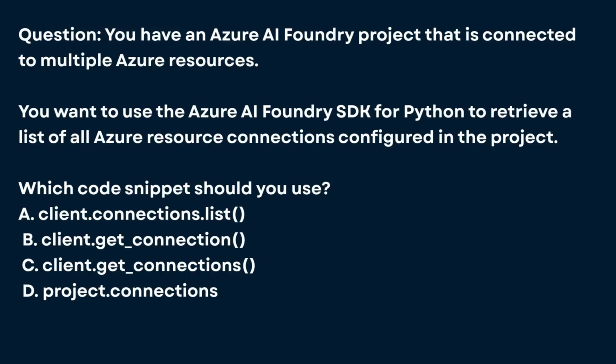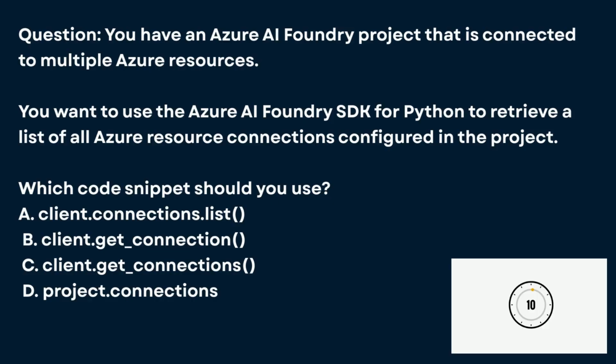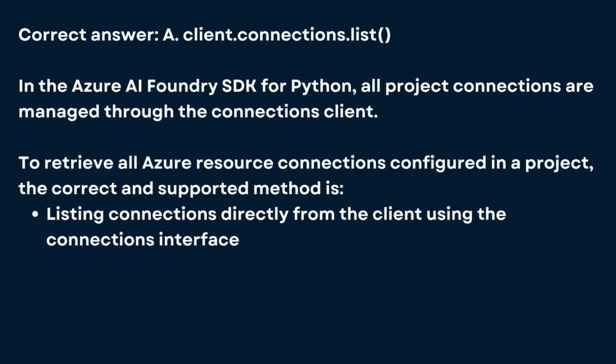Option A. client.connections.list(). Option B. client.getConnection(). Option C. client.getConnections(). Option D. project.connections. The correct answer is Option A.